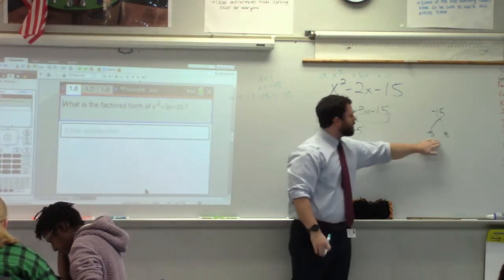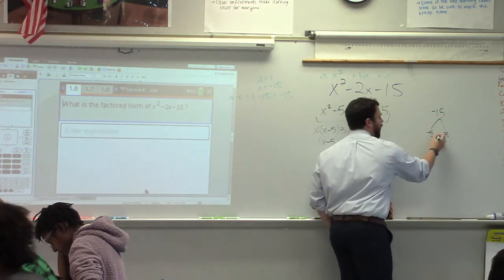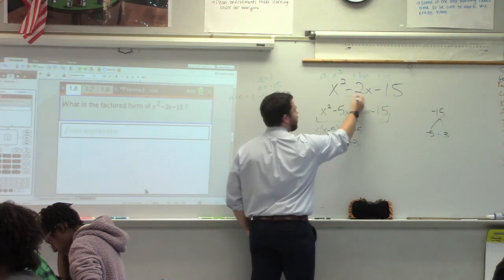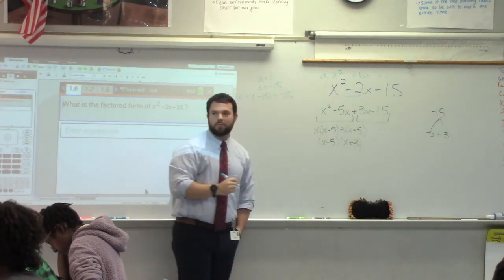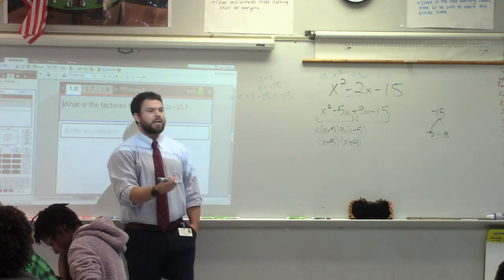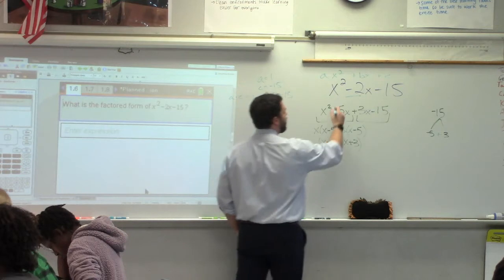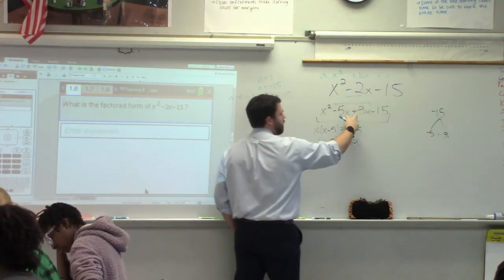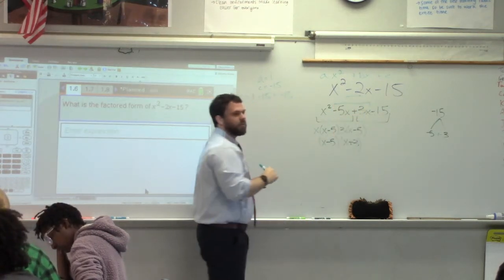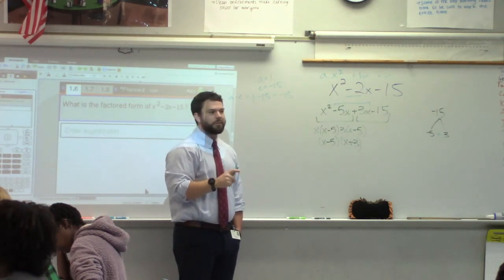Is negative 5 times 3 negative 15? Yeah. Does that add up to this negative 2 that is the value for b? Yeah. Right? A times c, we need those factors that then add up to b, and then we use those factors to rewrite b. Notice, is that still negative 2x? Negative 5x plus 3x, is that negative 2x?